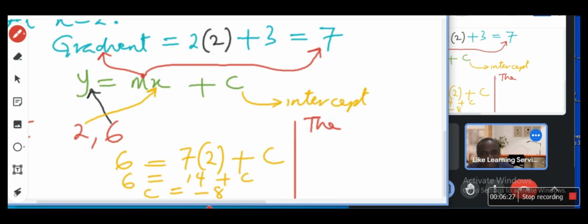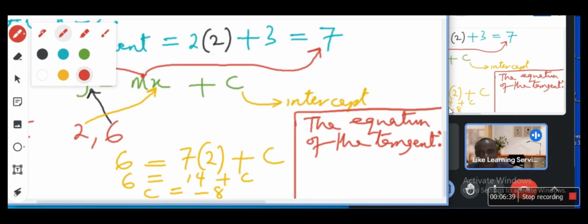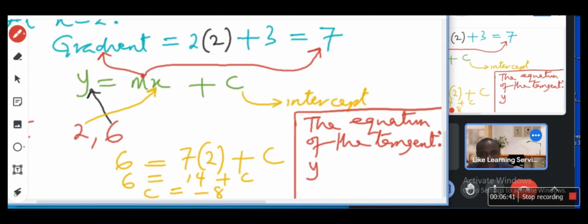The equation of the tangent will now be equal to, it's going to be an equation. All other things will be written left the way it is. We're only going to substitute m and c. Y will still be y, x will still be x. Only m and c to get an equation.